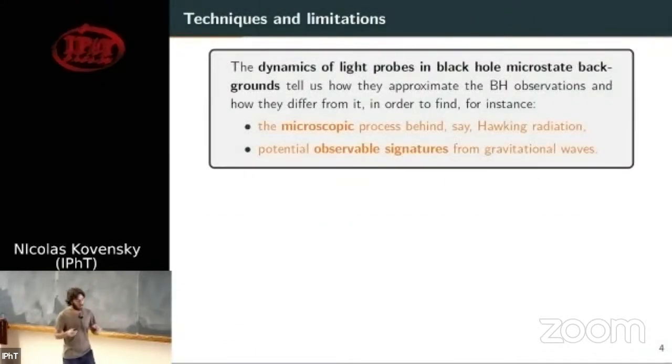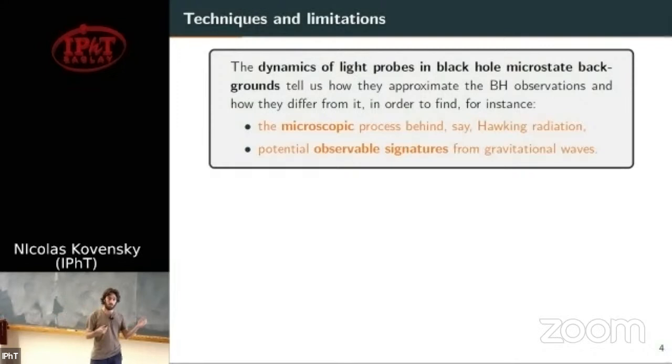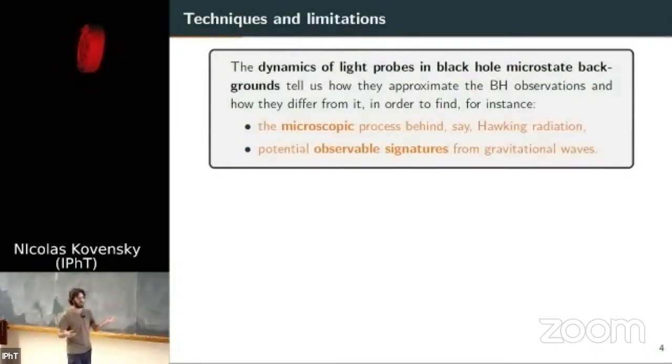Given these microstate geometries, we can think about probing them, and one way is to study the physics of probes in these geometries or backgrounds. The different kinds of interactions that particular states can have with the background will contain a lot of information about, for example, the microscopic process behind Hawking radiation, or whatever physics we want to extract in order to construct the observables that we would measure.